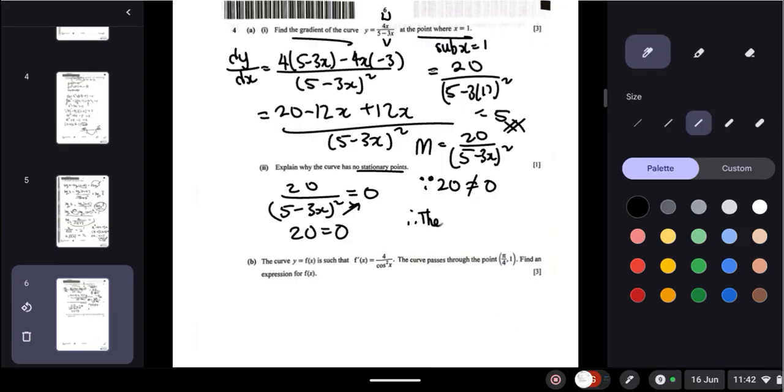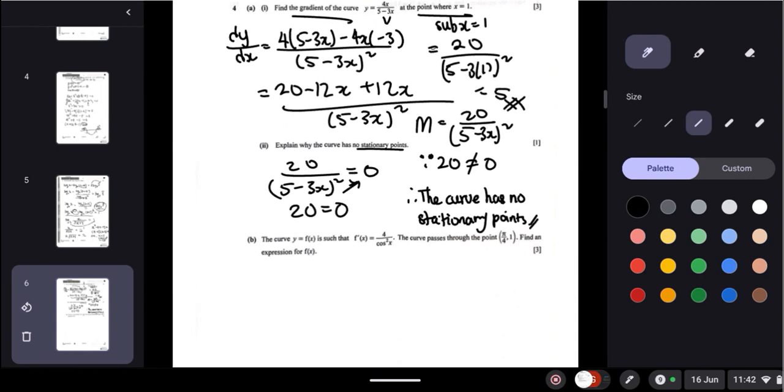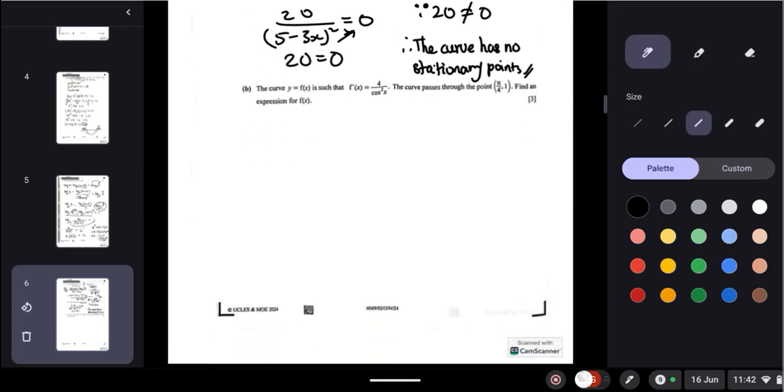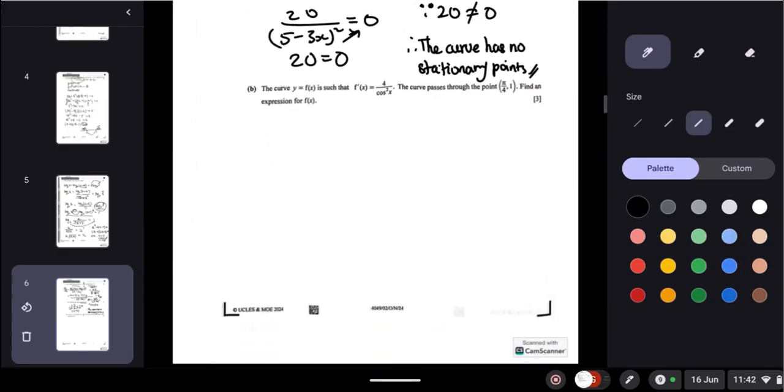the curve has no stationary points. Okay, simple. This is very simple. You just need to use some knowledge from stationary points. This is not a hard explanation question, so you don't need to worry that much. Okay, so next question.